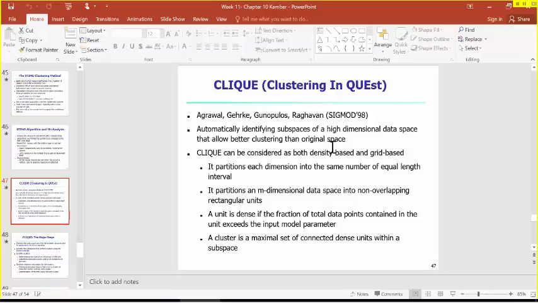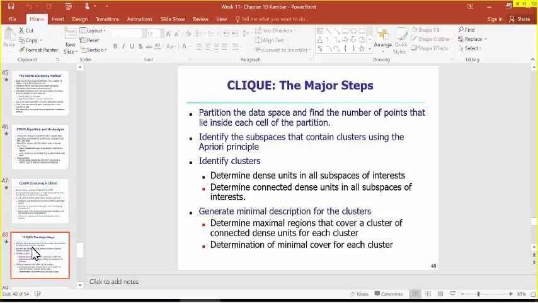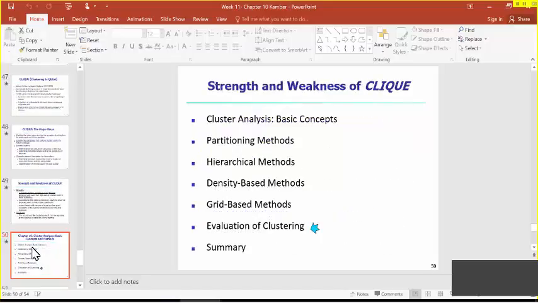CLIQUE automatically identifies subspaces of a higher dimensional data space that allow better clustering than the original space. CLIQUE can be considered as both density-based and grid-based. It partitions an n-dimensional data space into non-overlapping rectangular units, and a unit is dense if the fraction of the total data points contained in the unit exceeds the input model parameter. CLIQUE partitions the data space and finds the number of points that lie inside each cell, and it is also used for identifying the clusters and generating the minimal description for the clusters.